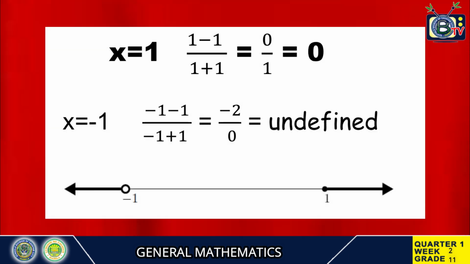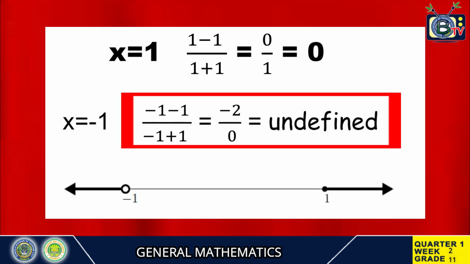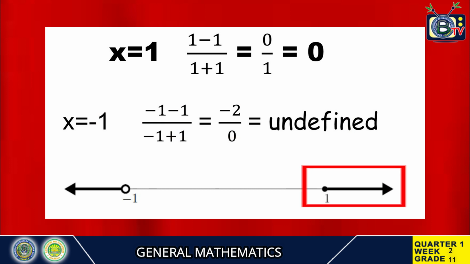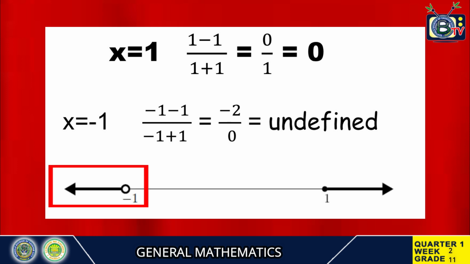The value x is equal to 1 is included in the solution since it makes the fraction equal to 0. That is, 1 minus 1 over 1 plus 1 is equal to 0 over 2, which is equal to 0. While x is equal to negative 1 makes the fraction undefined. That is, negative 1 minus 1 over negative 1 plus 1 is equal to negative 2 over 0, which is undefined. Use a shaded circle for x is equal to 1 because it's a solution, and a hollow circle for x is equal to negative 1 because it's not a solution.